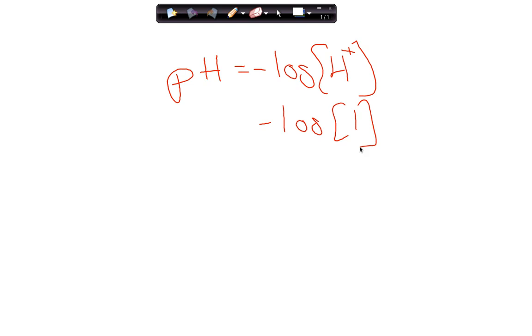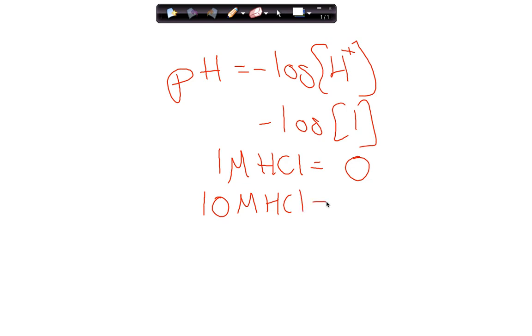Does that make sense? So 1 molar HCl has a pH of 0. What about 10 molar HCl? What's the negative log of 10? It's actually negative 1. So the 12 molar, let's do it really quick. The 12 molar HCl, didn't we just use that in lab? Yeah, so the 12 molar HCl that we just used in lab has a pH of negative 1.08.